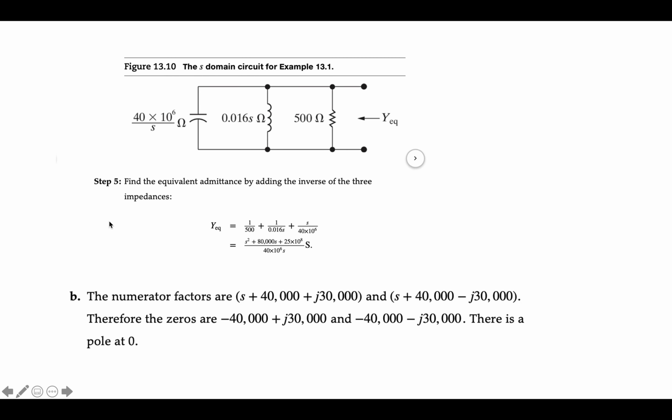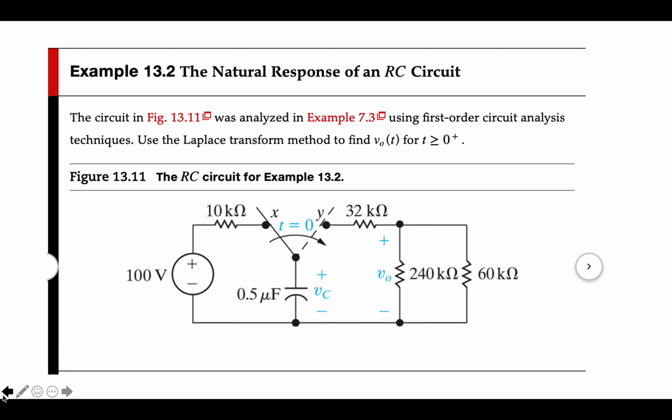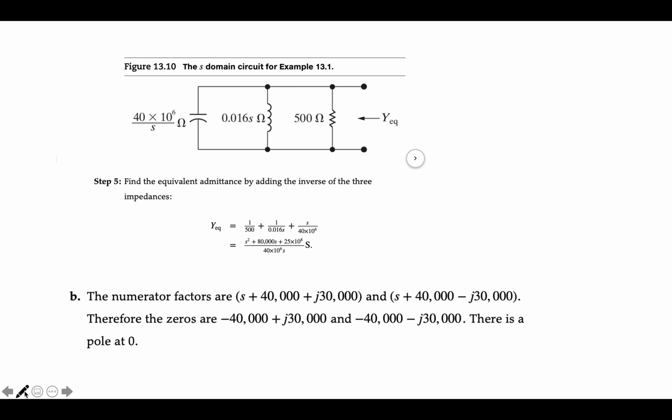Okay, at this point, we want to substitute each of those expressions in for the elements. So let me show you here. Here is our capacitive impedance. Here is our inductive impedance. Here's our resistive impedance. And so now what we're going to do is take the admittance equivalent, which means we take 1 over each of these.